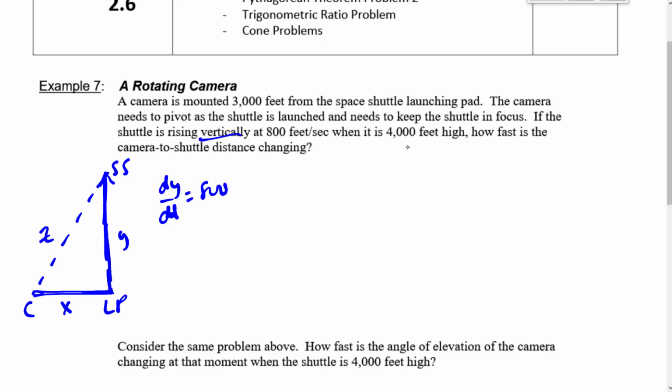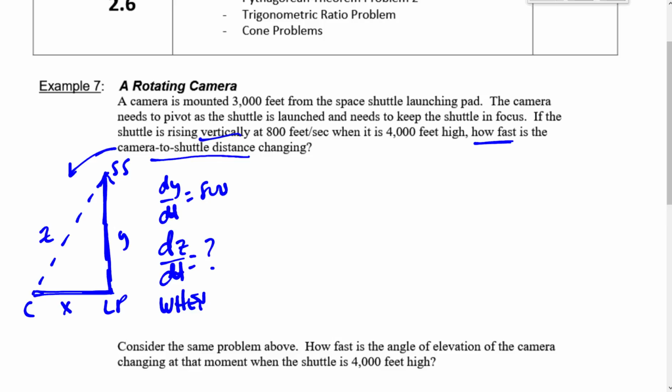When it is 4,000 feet high, how fast is the camera to shuttle distance changing? How fast, that's asking for a rate, for the camera to shuttle distance. Well, that's z, okay? So we're wanting to find dz dt. Okay, so we're looking for dz dt, that's the camera to shuttle distance, and we want to find the rate at which it's changing.